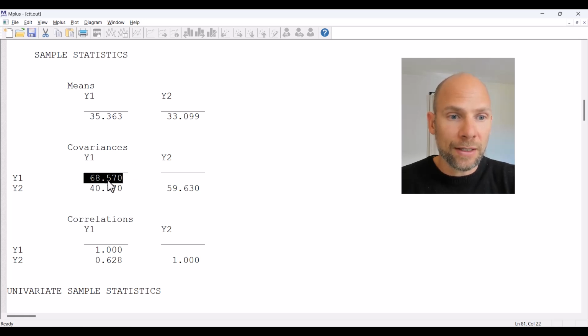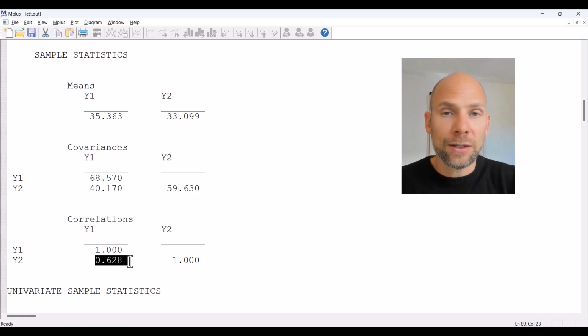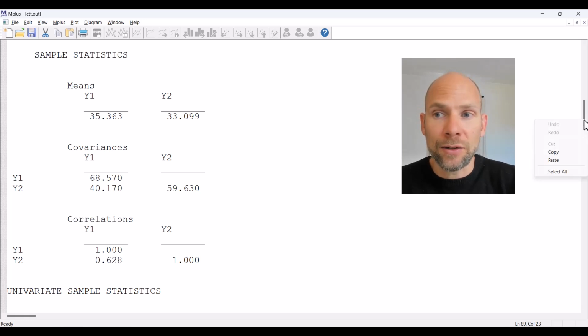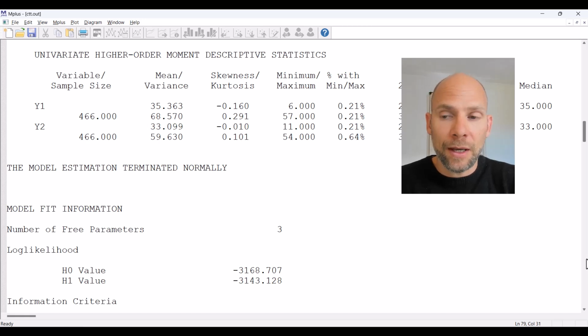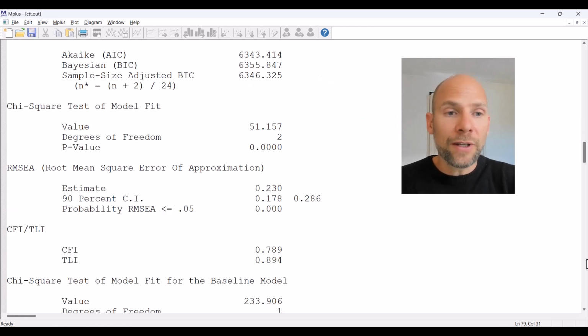The first variance is a little larger than the second variance, and the variables are substantially correlated, 0.628, which is expected for variables that are supposed to measure the same common true score variable. They should be strongly correlated. Otherwise, it would be strange if they weren't highly correlated and they're supposed to measure the same construct. That would not be expected. The model fit looks bad.